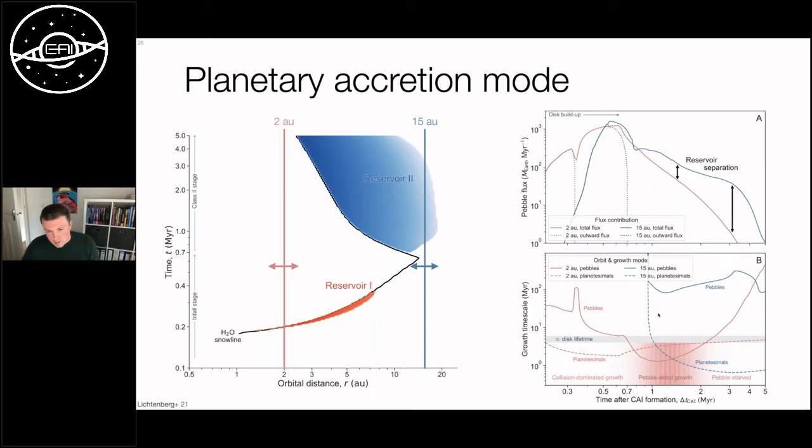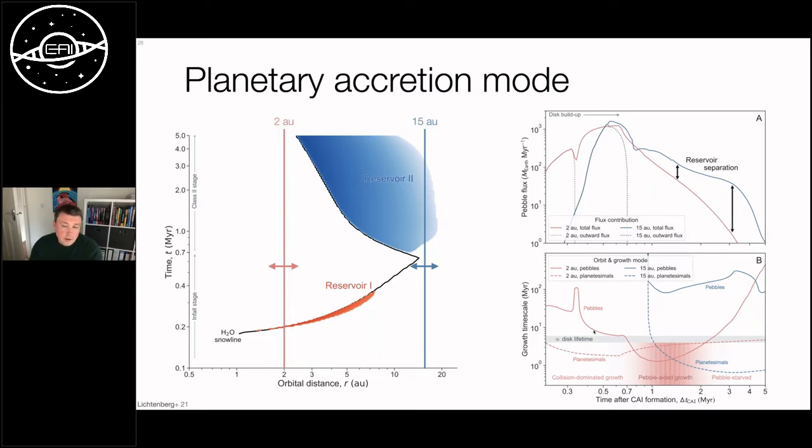And this is explained here at the bottom right, which shows the growth timescales in millions of years, again against time after CAI formation. For simplicity, let's just focus on the red lines here. The solid line shows the efficiency of pebble accretion, or better the growth timescale, which is the inverse of efficiency, versus planetesimals. And you see that in the beginning, during the class 1 stage, the growth by planetesimals is much more efficient than by pebbles. So the growth timescale is smaller for planetesimals than for pebbles.